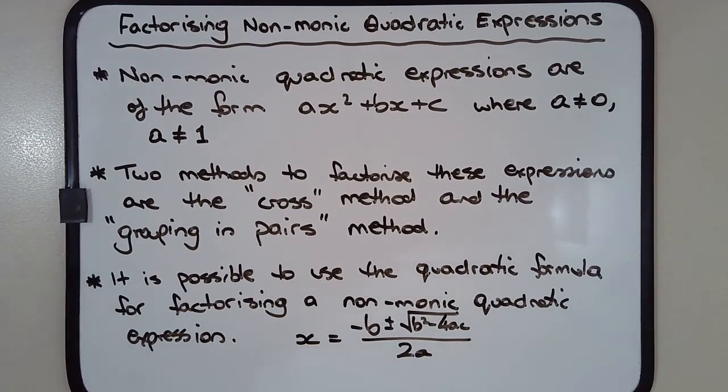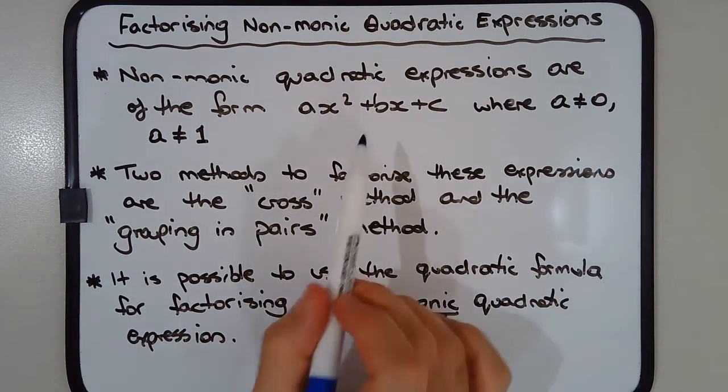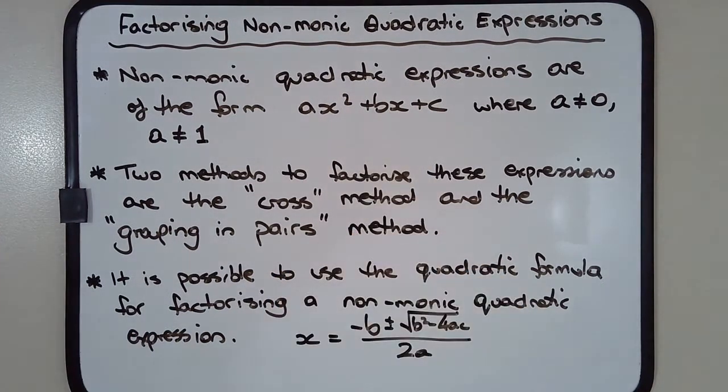We've just looked at factorizing monic quadratic expressions by coming up with two numbers that when multiplied give you the constant term, the c, but when you add them together you get the middle term, or plus b. Now, non-monic quadratic expressions, okay, a little bit different.